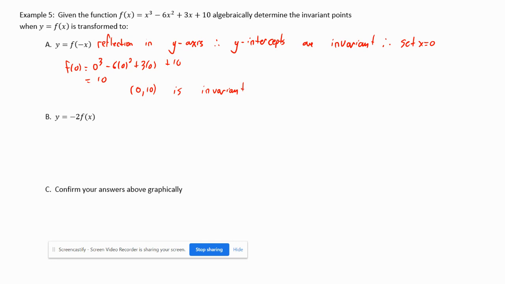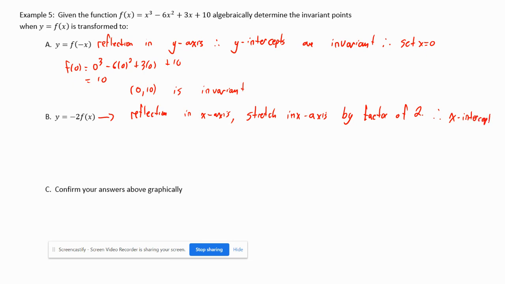Okay, so this over here is a reflection in x-axis and a stretch in x-axis by factor of 2. So those are the transformations that happen. Therefore, the x-intercepts are invariant. Therefore, set y equal to 0.